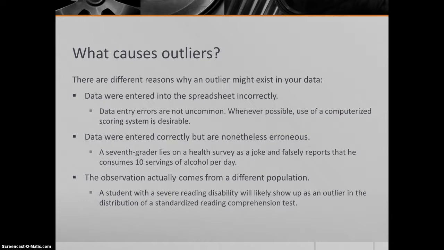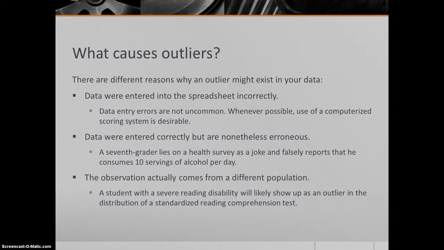It's not uncommon for data entry errors to occur. They're very common. Whenever it's possible, it's good to use a computerized scoring system. So I did another survey before that one with college students, and it had 200 questions. I was surveying about 100 students, so 20,000 data points. But I was able to use a Scantron. They were older and they were able to handle that, and as a result, the computer could score it, and there were basically no errors.